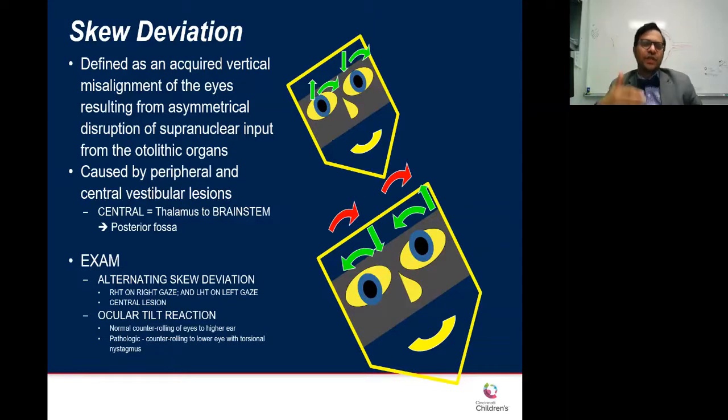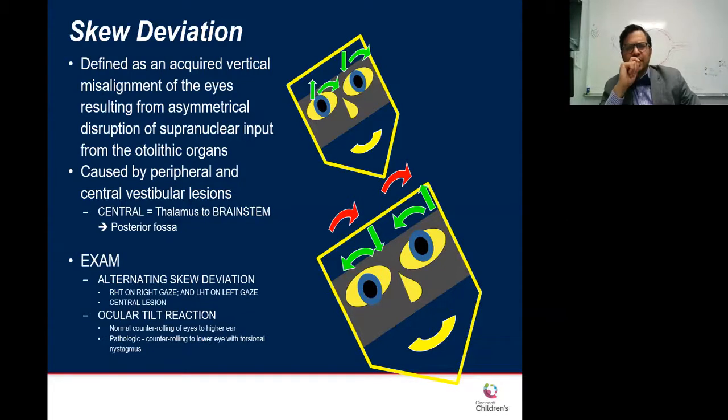So skew deviation. What is skew? Skew means slant, right? Things are slanted. When these patients come in with skew deviation, they're talking about seeing a vertical or an oblique misalignment, typically. They're also very clear that they have balance issues. They feel like they have vestibular issues. Skew deviation is a vertical misalignment that has to do with asymmetric disruption of central inputs involving the vestibular system, and is really caused by peripheral and central vestibular lesions.